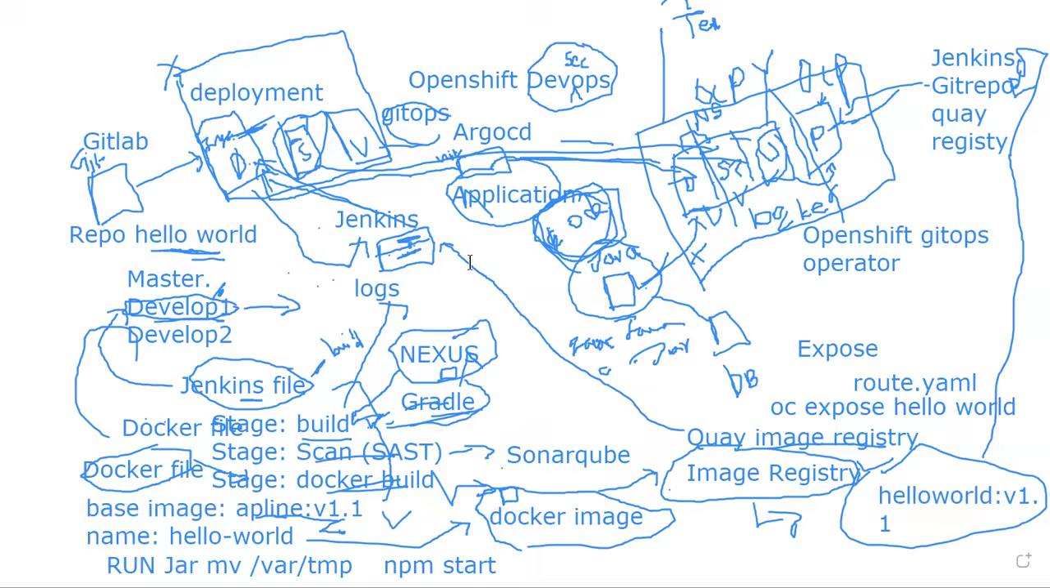Now what will the developer do? The developer just wrote the code. Once I expose it with a route, the developer will get the hello world route link. You will click this link and you will see the application. The rest of the things are taken care of by the DevOps engineer only, and the route is one simple thing I have mentioned here.